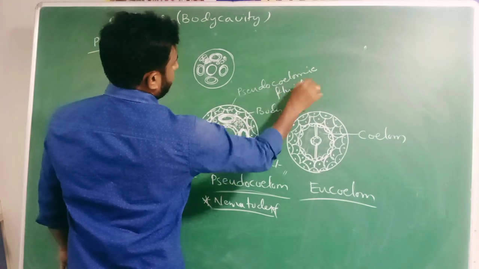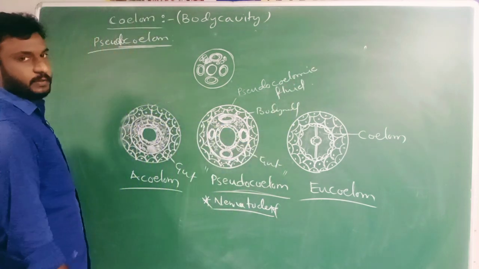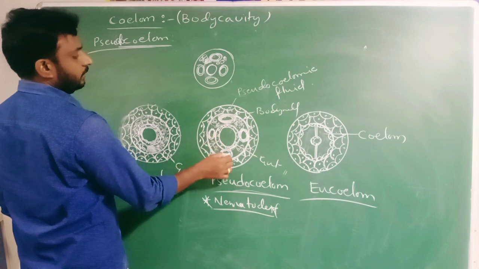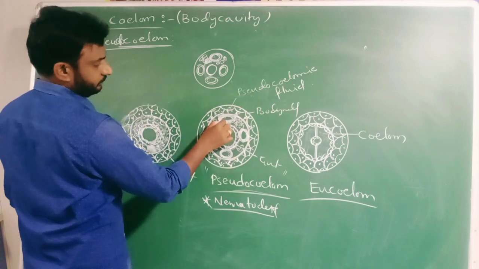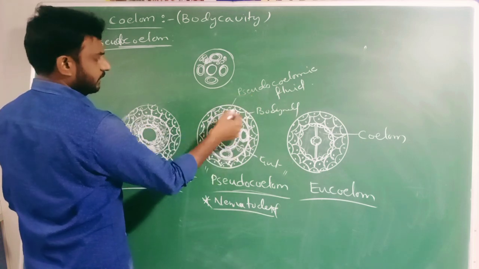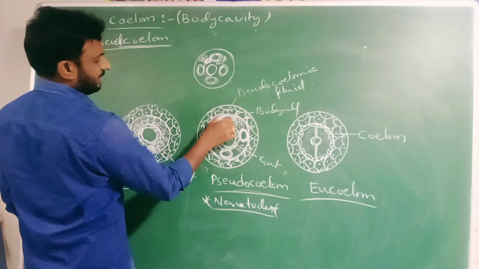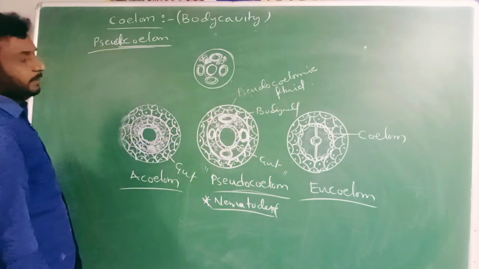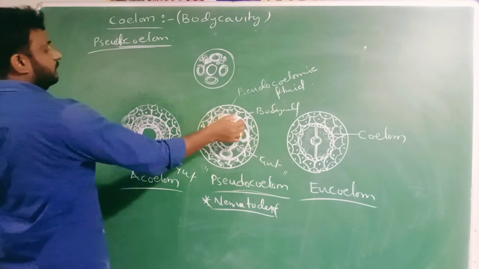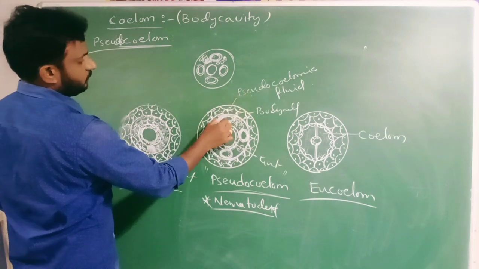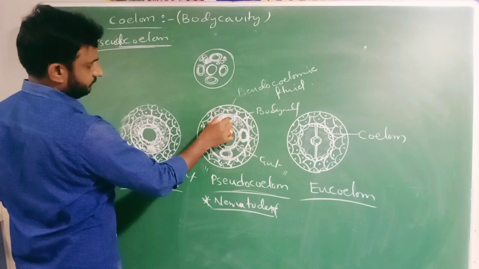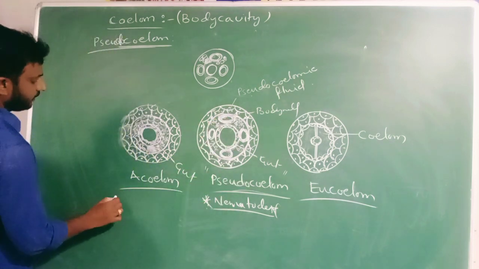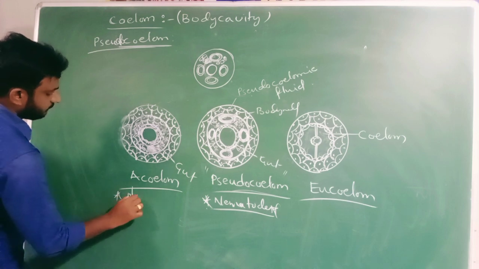Pseudocoelom is filled with a fluid called pseudocoelomic fluid. It acts as a hydrostatic skeleton, and it helps in transportation, transferring of materials. Second type, example nematoda. Acoelom, example platyhelminthes.